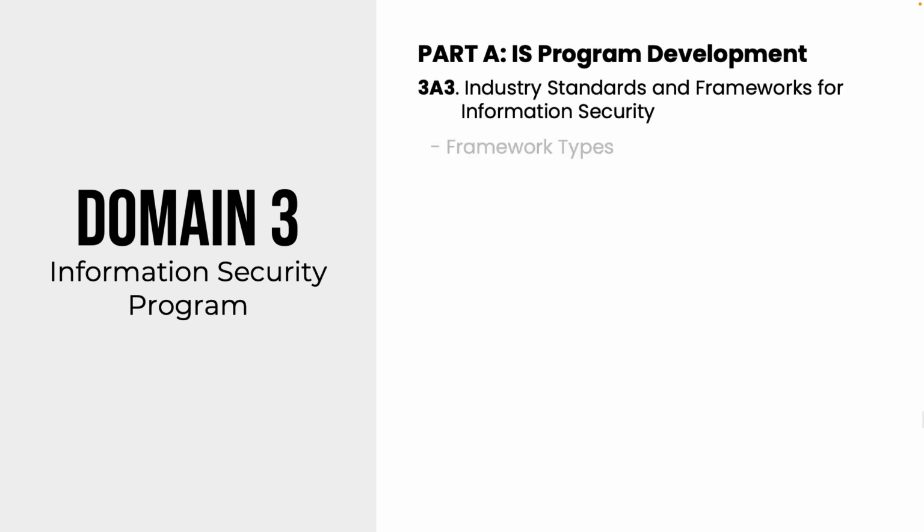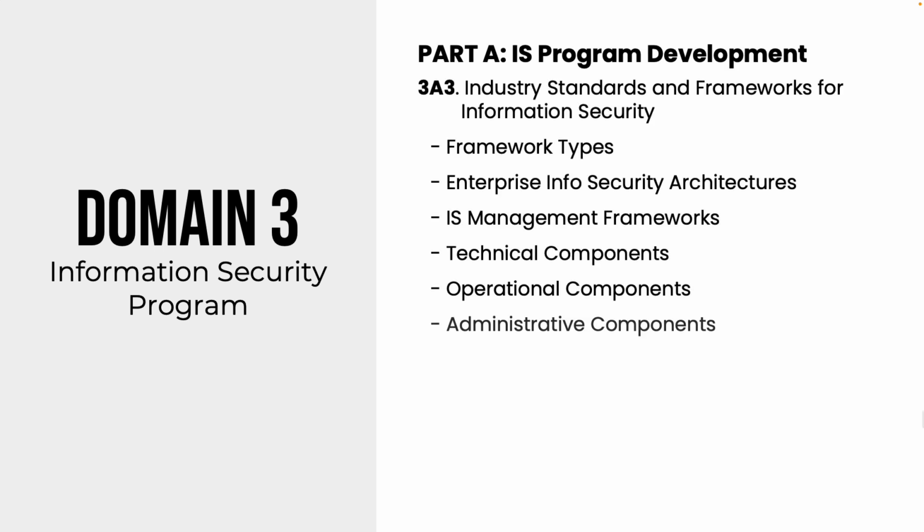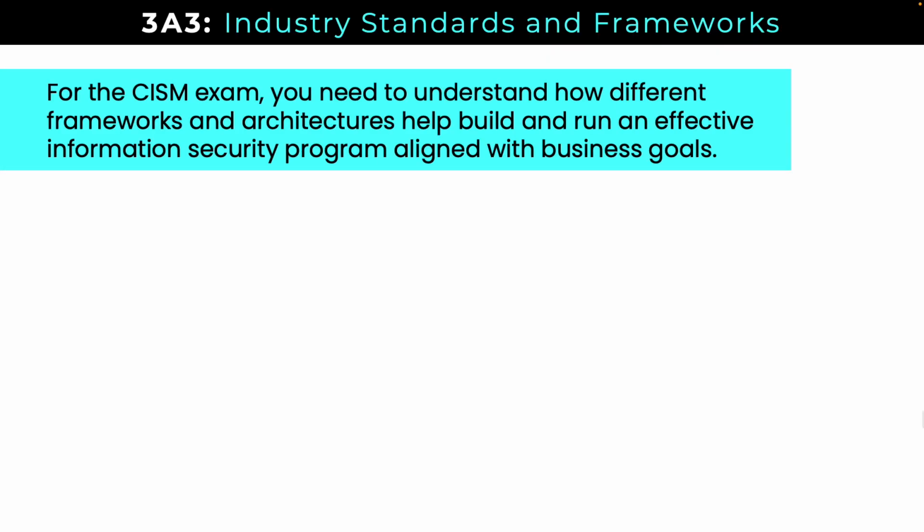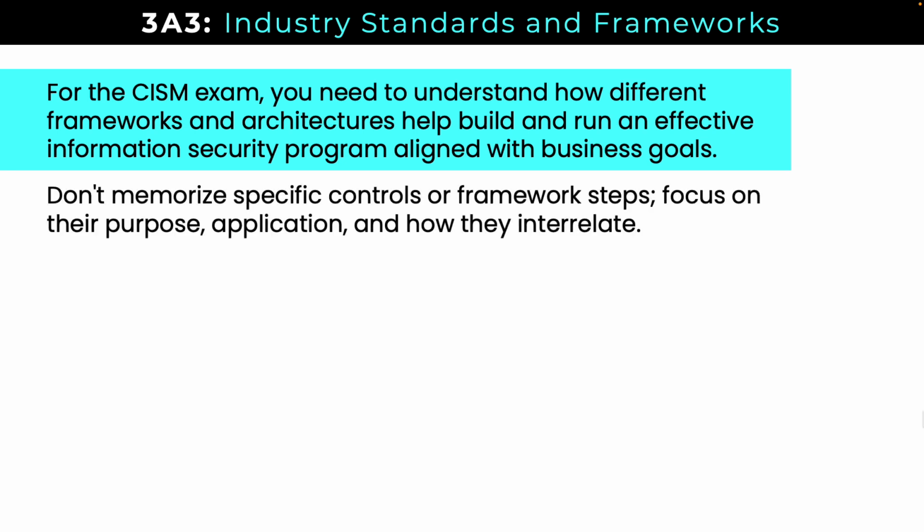That brings us to section 3A3, which is industry standards and frameworks. We're going to go through framework types and talk about their function. This is going to be a bit more academic in nature, but important that you understand the purpose of these frameworks. But for the CISM exam in particular, you need to understand how different frameworks and architectures can help you build and run an effective information security program that aligns with the business over memorizing specific controls or framework steps. They're not going to test you on those. They're really testing you more on application. So focus on their purpose, their application, and how they interrelate.